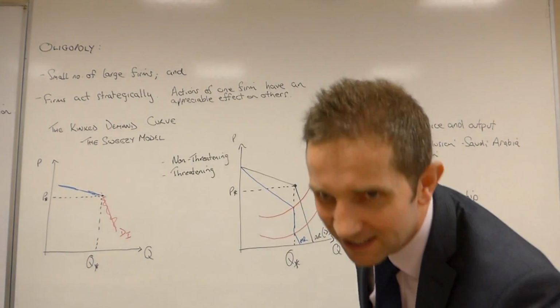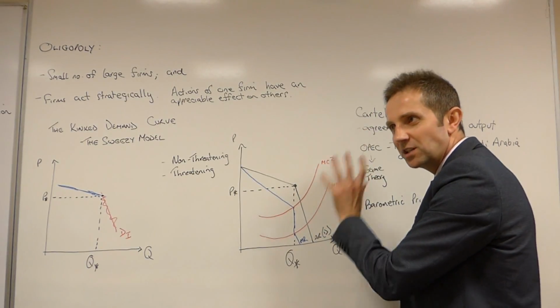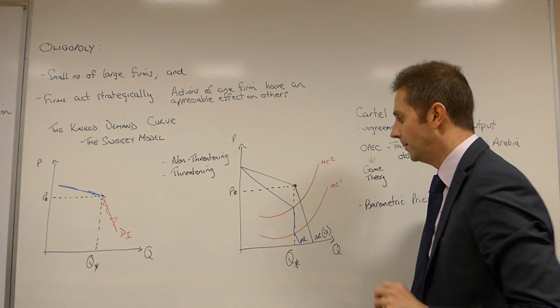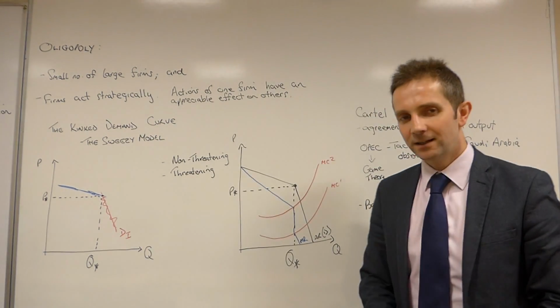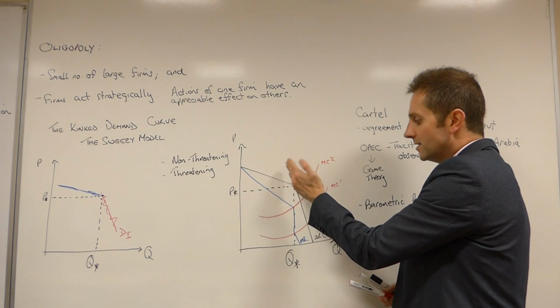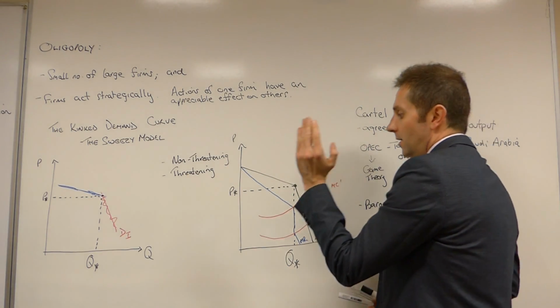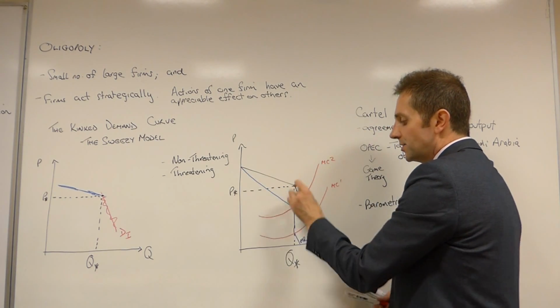Now let's apply this to the more complicated diagram which you would be expected to know and to explain and to draw in the exam. So here it is, in all its glory. So we've got elastic demand, inelastic demand, for the reasons I've just explained. We've got P star, Q star.